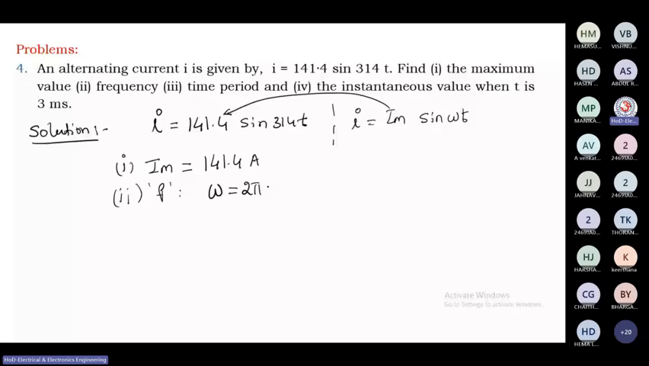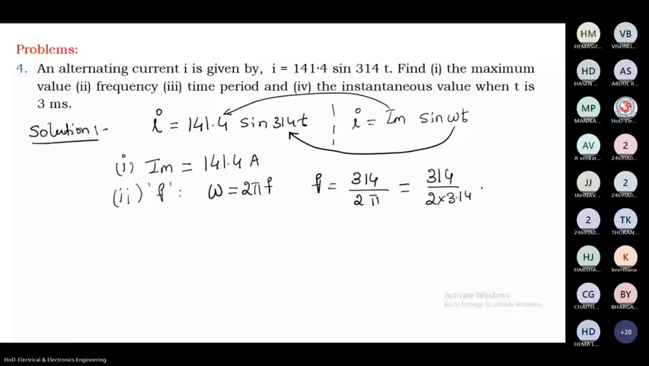So now what is the value of omega? So when you compare these two, it is 314. So frequency is equals to 314 divided by 2 pi. So how much you will get for this? 314 divided by 2 into 3.14. 50 hertz.